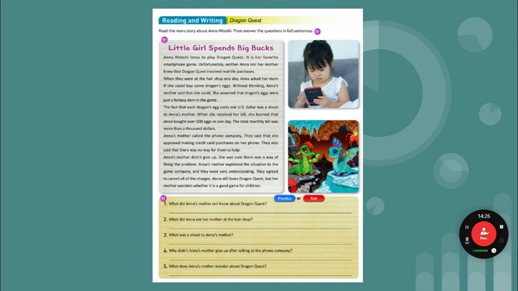Anna's mother called the phone company. They said that she approved making credit card purchases on her phone. They also said there was no way for them to help. Anna's mother didn't give up. She was sure there was a way of fixing the problem. Anna's mother explained the situation to the game company, and they were understanding. They agreed to cancel all of the charges. Anna still loves Dragon Quest, but her mother wonders whether it's a good game for children.